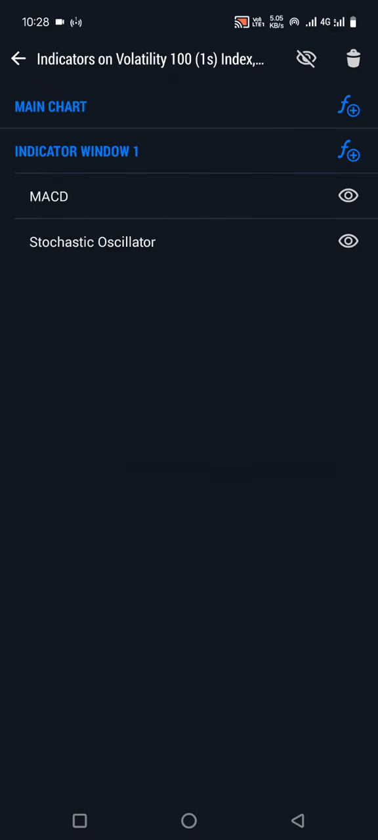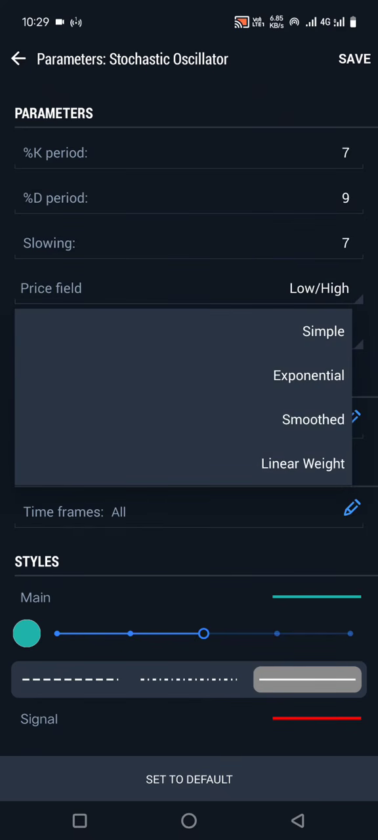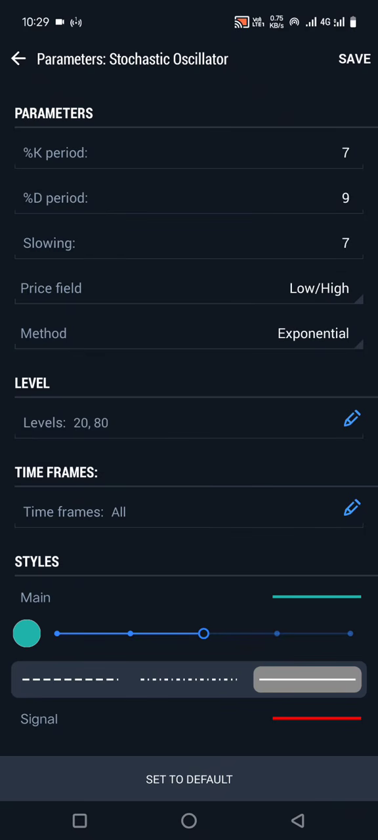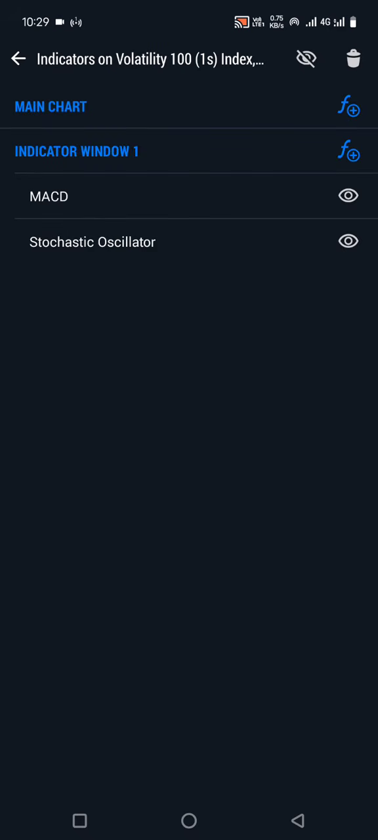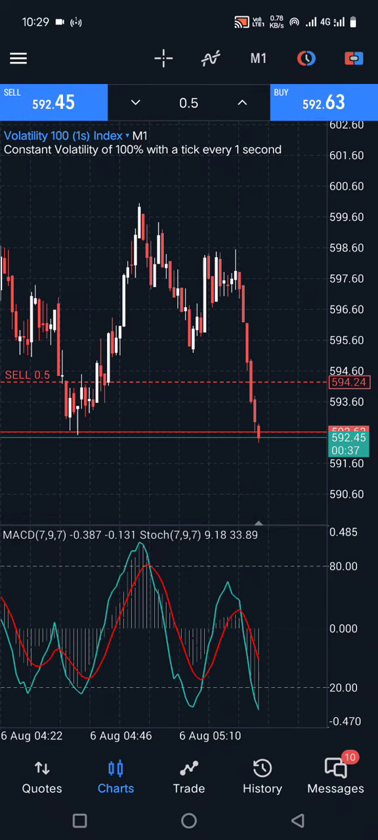After saving, you have to add another indicator, which is the stochastic oscillator. The K period will be 7, the D period will be 9, and slowing will be 7. Make sure of the important one, low and high. The method will be exponential, not the simple one. After clicking save, go back to your chart and see how it works.